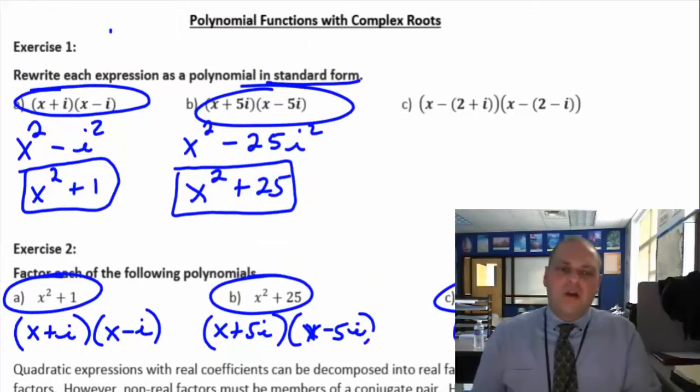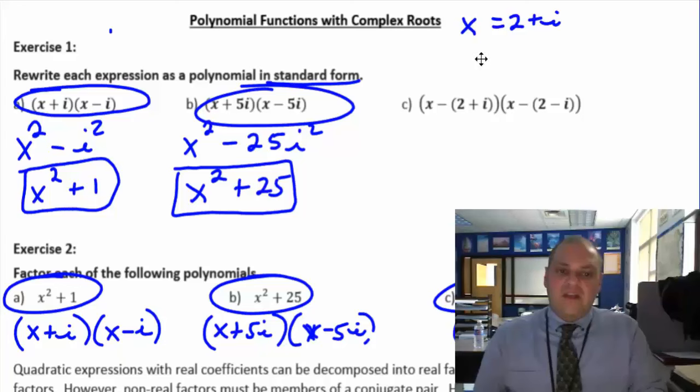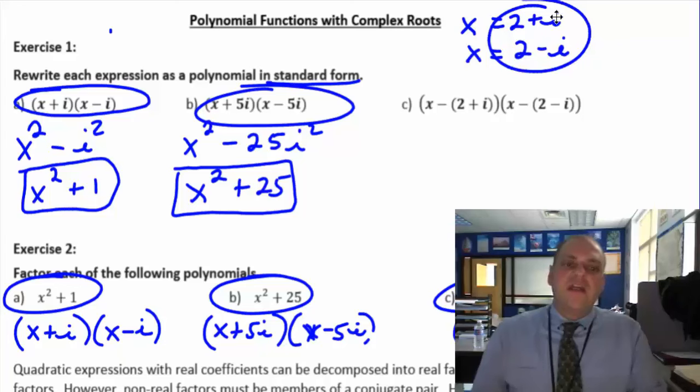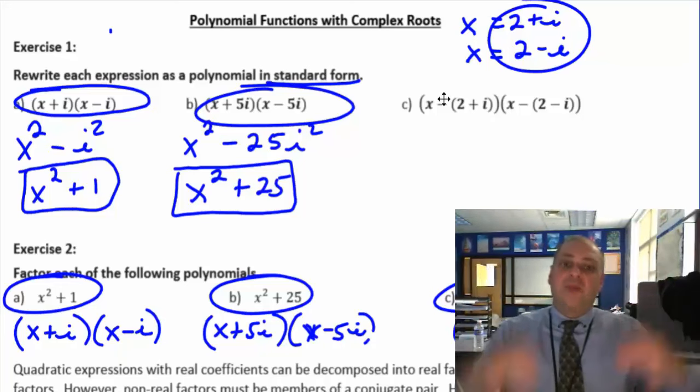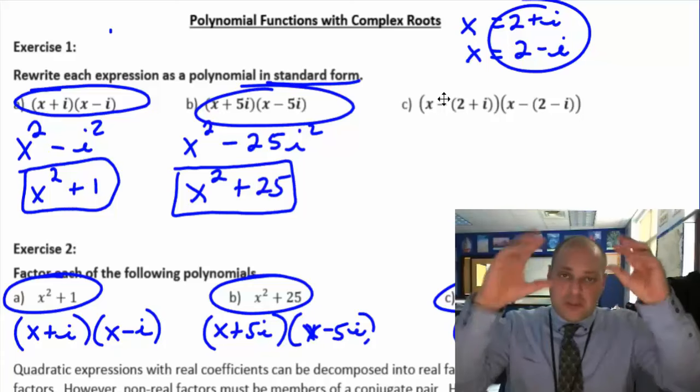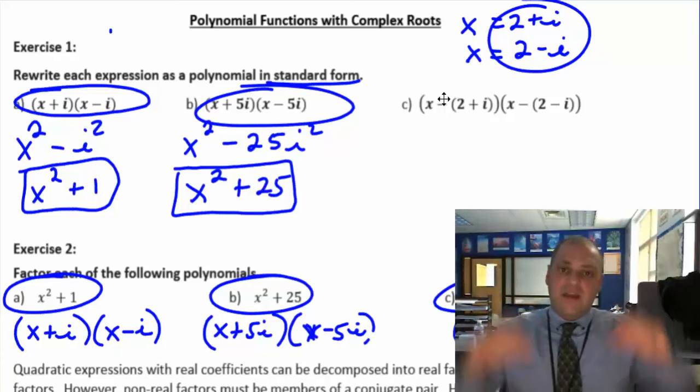Now this one here is kind of... if I had x equals 2 plus i and x equals 2 minus i, if those came out to be my solutions, these would be my factors. x minus (2 plus i), x minus (2 minus i). Kind of looks weird, but that's what it is. x minus the solution, and x minus the solution. The solution is 2 plus i and 2 minus i. Got it? So x minus (2 plus i) and x minus (2 minus i).